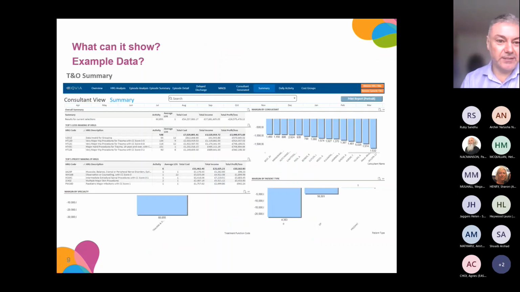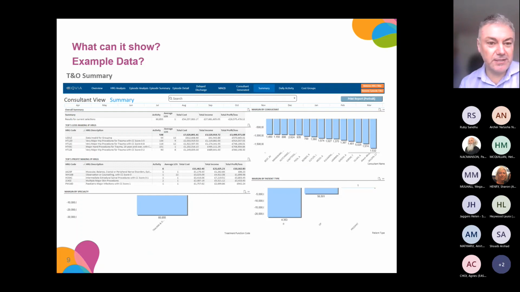So what can it show? Here's some example data. I'll share these slides, by the way, or Megan will share them when I've finished. But here's some example data from our system that basically is showing, top left, the HRG and an HRG description. It shows activity levels for the HRG. It shows the average length of stay for that HRG, what our total cost is, what our total income is, and whether there's a profit or loss for that particular HRG.